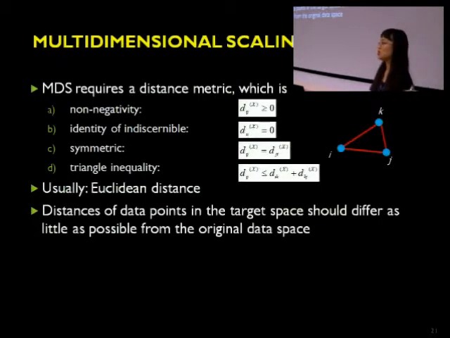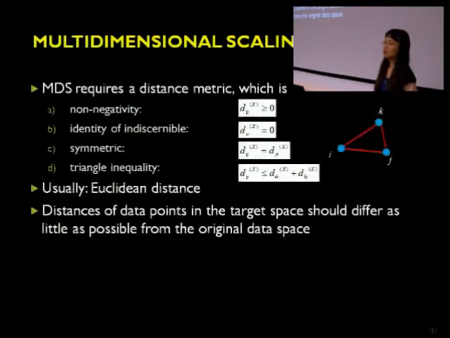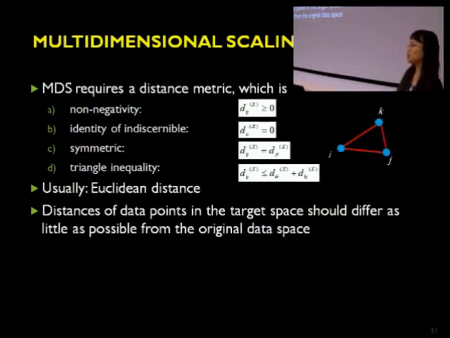I will start with multidimensional scaling because it's quite intuitive. Multidimensional scaling is based on a distance measure which satisfies the following four criteria: it can't be a negative number; the distance between an object and itself is 0; it's symmetric, which means the distance from i to j is exactly the same as from j to i; and the triangle inequality, which means the distance from i to j is smaller than or equal to the distance from i to k and then k to j.